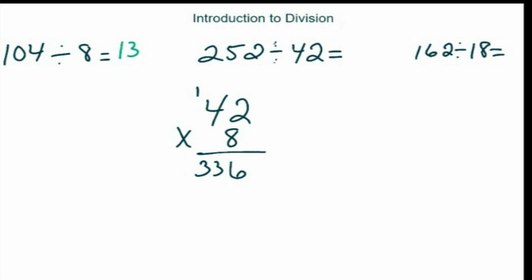42 times 8 is 336. 336 is not the number we're looking for. That number is actually larger than 252, which means that 8 was too big of a number to multiply by 42 because it gave us an answer higher than the number we were looking for. So let's multiply 42 again by a smaller number, smaller than 8.